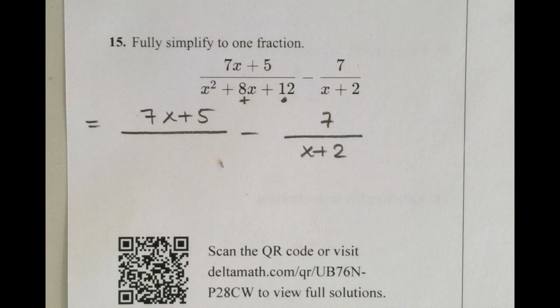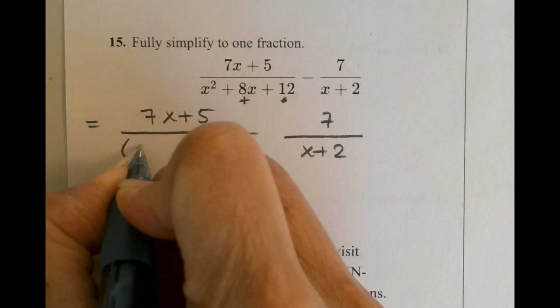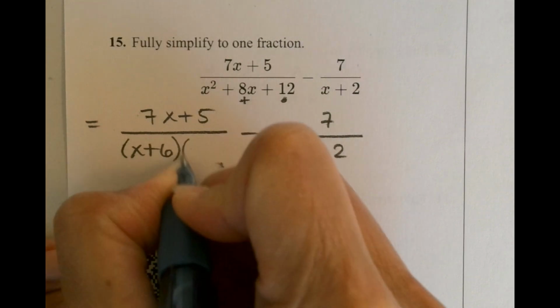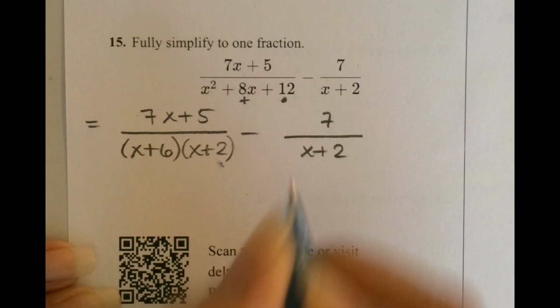Okay. All right. So Kendall, can you give me the factors when you're ready for x squared plus 8x plus 12? 6 and 2. All right. So x plus 6, x plus 2. Okay.